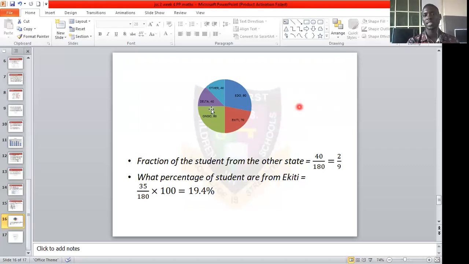This is a pie chart in a circular form, and the information is broken into sectors. You can see the sector of Edo colored blue, the sector of this one with another color, and another color, and another color. So that's how to represent the information in a pie chart, as the question says: present the information on a pie chart.